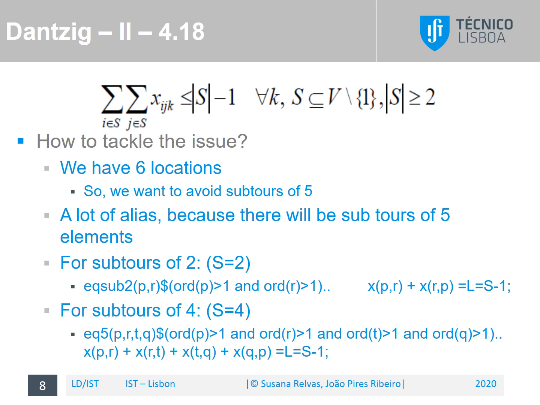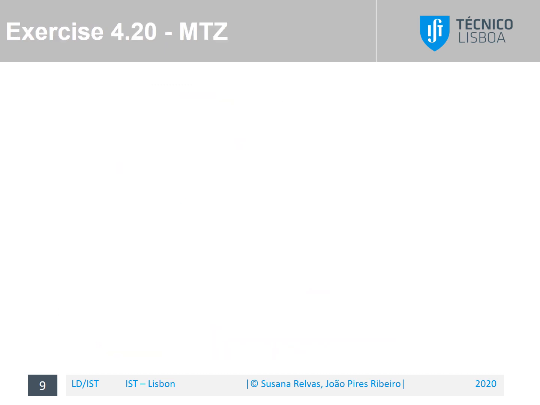If S is equal to 4, then we have a more extended equation, but in the same line as the previous. We have to create 4 aliases, and then don't forget to sum the flows so that they form a loop. And now we have a different exercise.